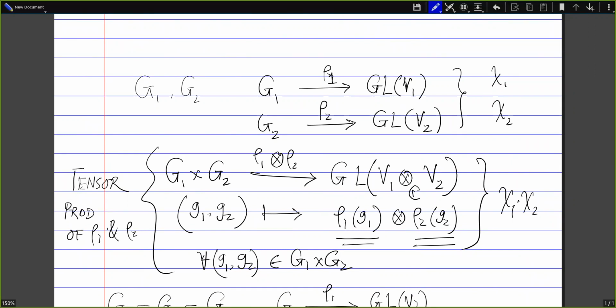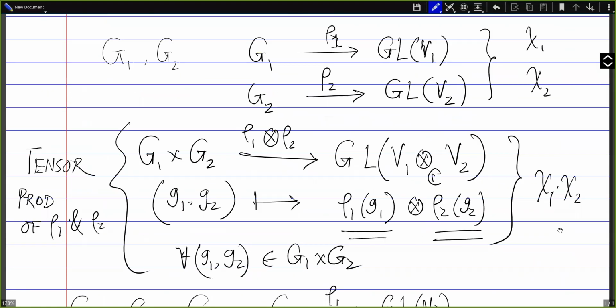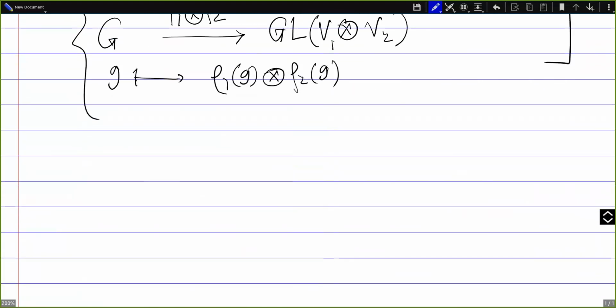The tensor product has the character chi1 times chi2, because the trace of a tensor product is nothing but the product of the individual traces. Okay, so what we will prove now is the following: suppose chi1 is an irreducible character, chi2 is an irreducible character.